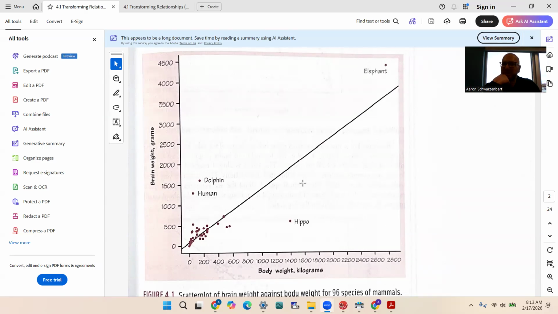The human and the dolphin would be considered outliers because there's plenty of things in that body weight range. So outliers in the y are outliers. The hippo might also be an influential observation, which is why the line doesn't go almost through the elephant.